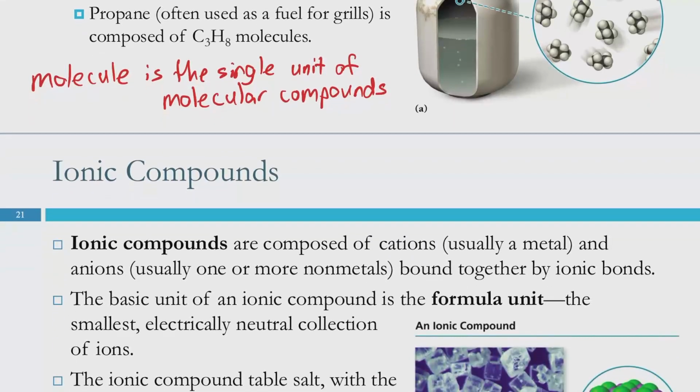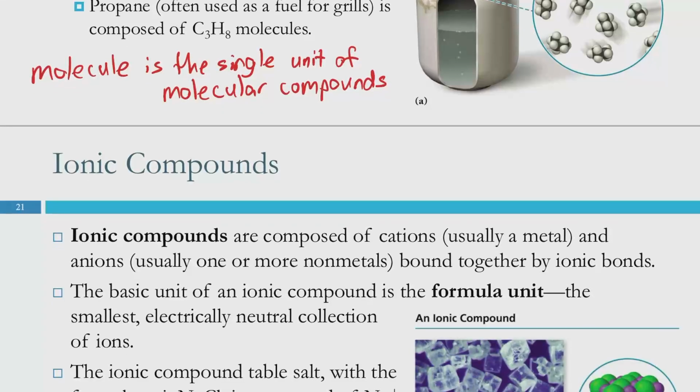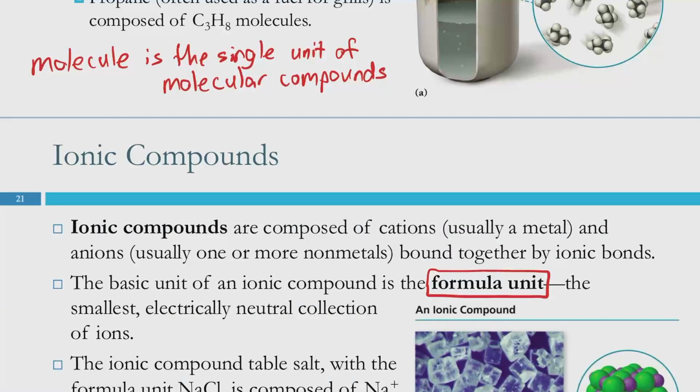Ionic compounds are made up of cations, typically a metal, and anions, usually one or more nonmetals, and they're bonded together with ionic bonds where there's a transfer of electrons. Our basic unit of an ionic compound is the formula unit. The formula unit is the simplest, the smallest, electrically neutral collection of ions. Or another way of thinking of it, the empirical formula of the ion. It should always be an empirical formula.